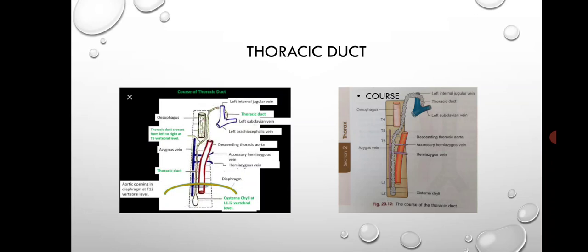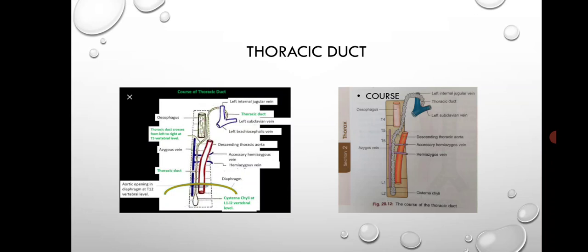What is the actual function of the thoracic duct? We have seen venous drainage and lymphatic drainage. So what is the basic difference? In venous drainage, the deoxygenated blood formed in our body goes into the superior or inferior vena cava, finally into the right atrium, and from the right atrium it goes into the lungs for oxygenation, right?